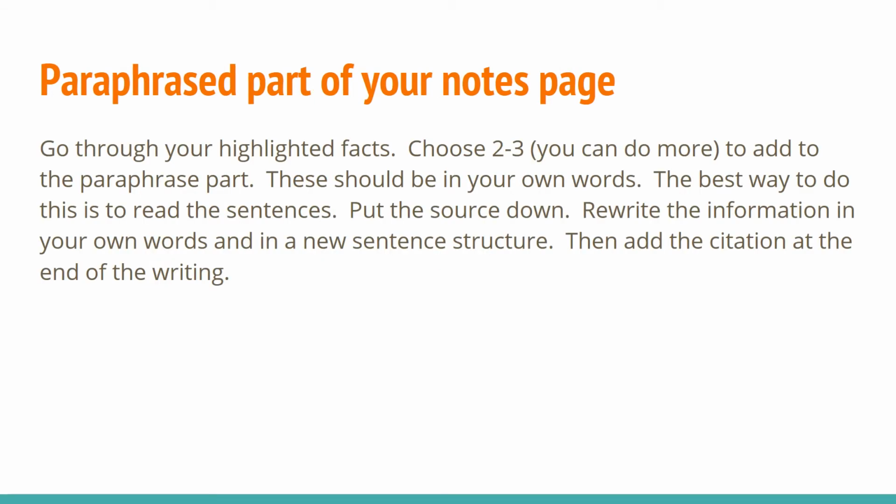Your next step is to go through your highlighted facts. Choose 2 to 3, you can do more if you want to add to the paraphrased part. These should be in your own words. The best way to do this is to read the sentences you think you might be using, put the source down, and then rewrite the information in your own words and in a new sentence structure. Then add the citation at the end of the writing.